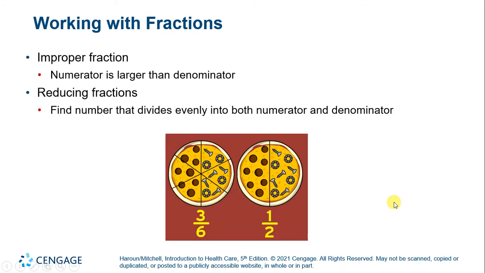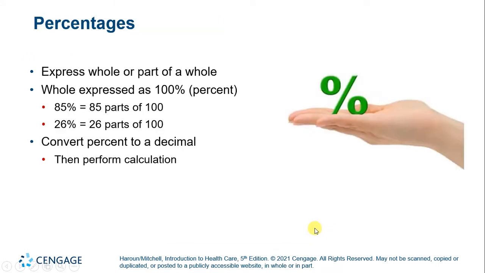In an improper fraction, the numerator is larger than the denominator. Reducing fractions is finding a number that divides evenly into both the numerator and the denominator. So when you look at 3/6, that can be reduced to 1/2. It's the same thing. 3 divided by 3 is 1, 6 divided by 3 is 2.